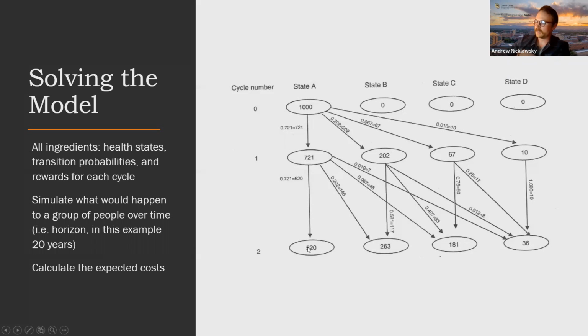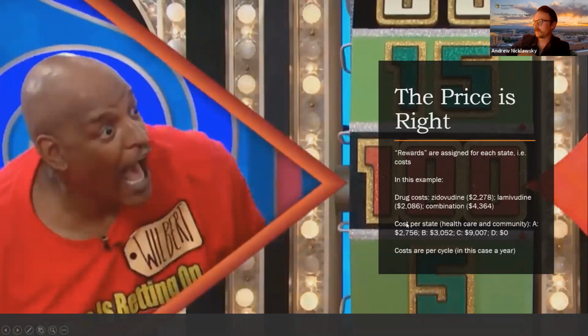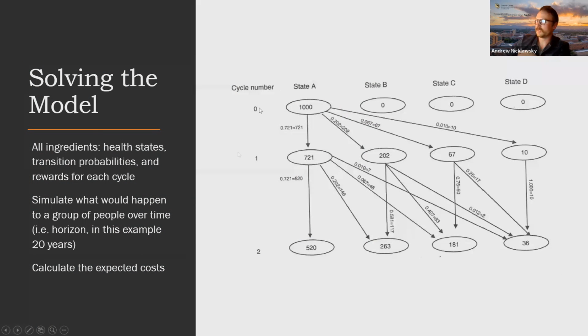So for each of these, like I said in the previous slide, we have our cost per state, which we multiply, and then we would have two different models, one for combination therapy, one for monotherapy, which we would multiply since those are two different costs associated there.